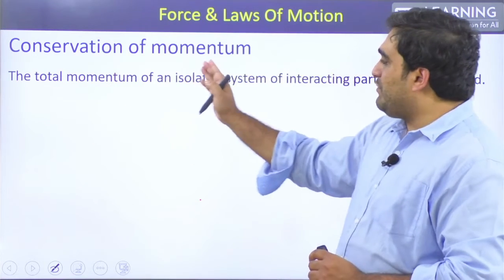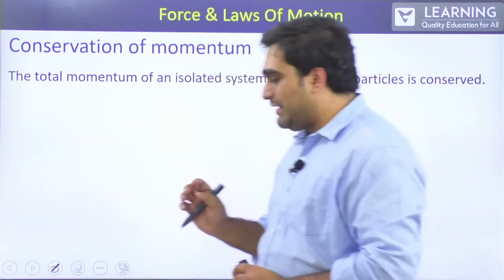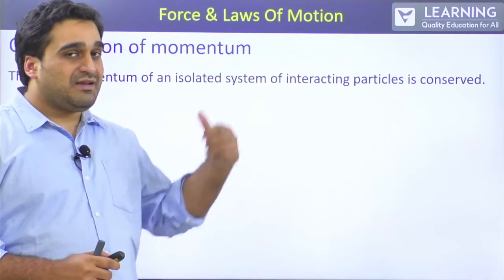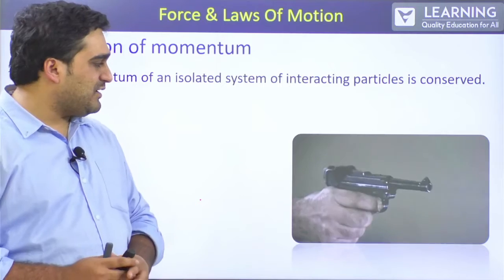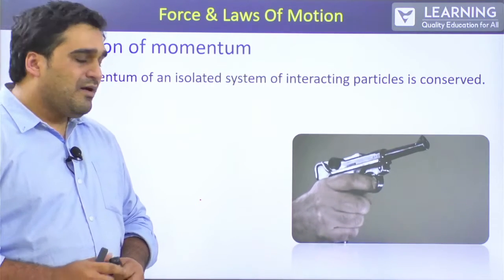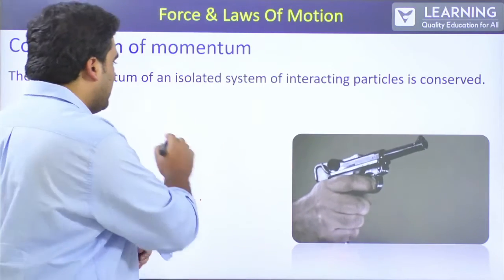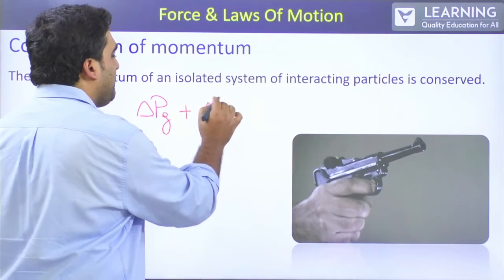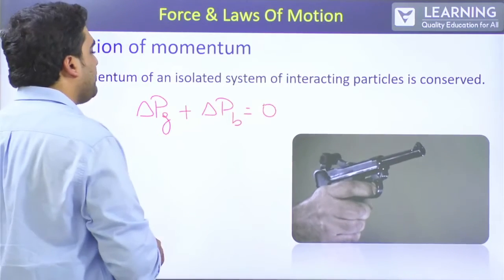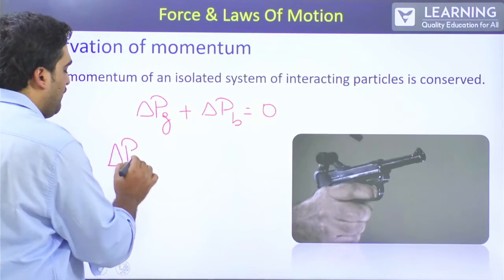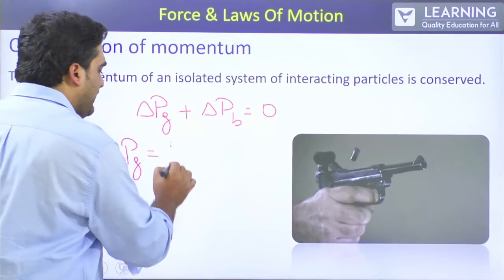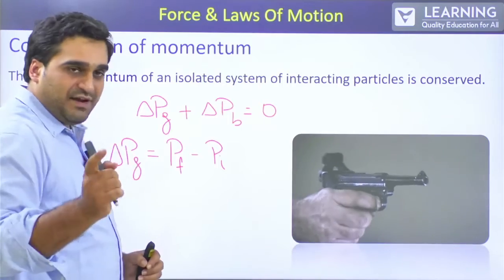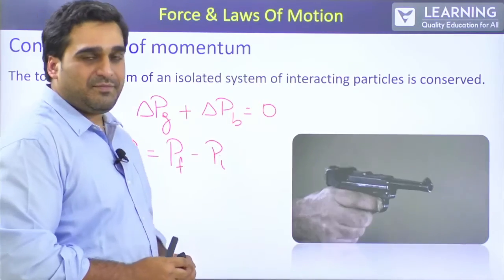So the total momentum of an isolated system of interacting particles is conserved, even for the case where a bullet is being fired. Here's the bullet that is being fired. By taking the set of data, which is this delta Pg plus delta Pb equals 0, the change in momentum of a gun is the final momentum minus the initial momentum. Pf is the final momentum minus the initial momentum.